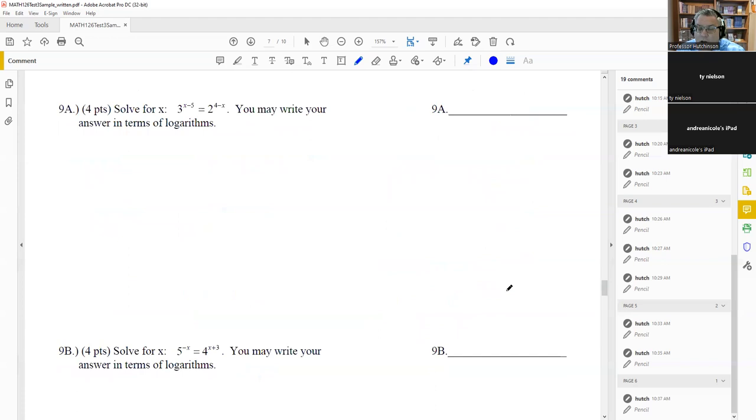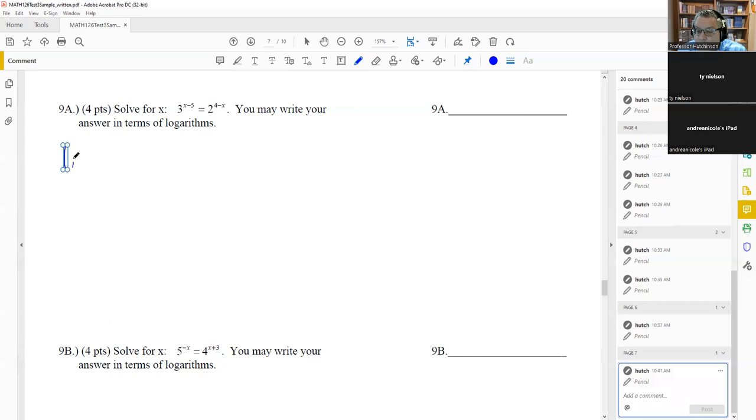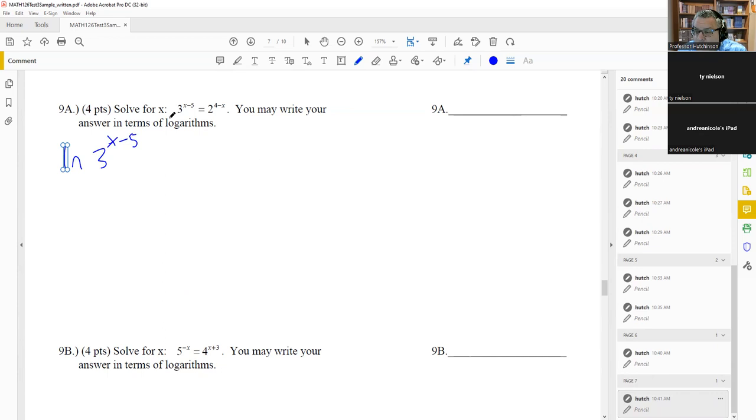Number nine is one where you don't have to get a decimal answer. You can write your answer in terms of natural logs. A problem like this is one where you can't use the equal bases property, unfortunately, because 3 and 2 you can't write as the same base. So instead, we're going to apply a natural log on both sides.